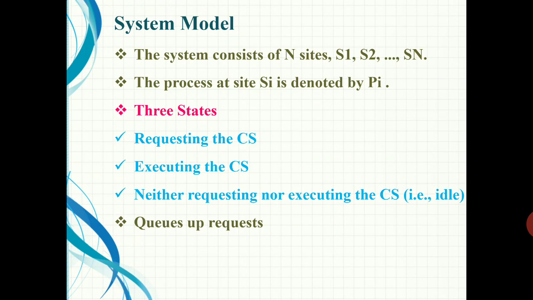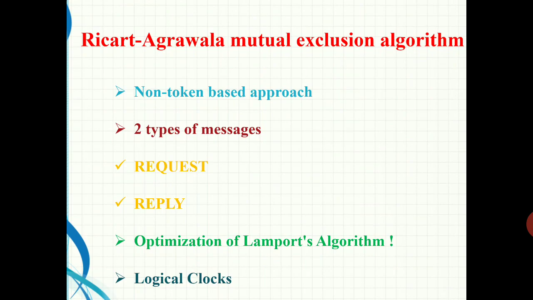At any instant, a site may have several pending requests for the critical section. A site receives requests from various sites or processes. A site queues up these requests and serves them one at a time. We already discussed how Lamport's mutual exclusion algorithm works. The Ricart-Agrawala algorithm is another algorithm, also based on that. It is also a non-token based approach.